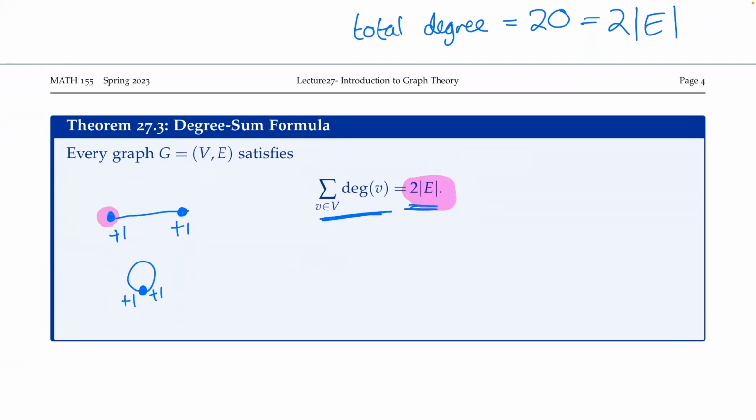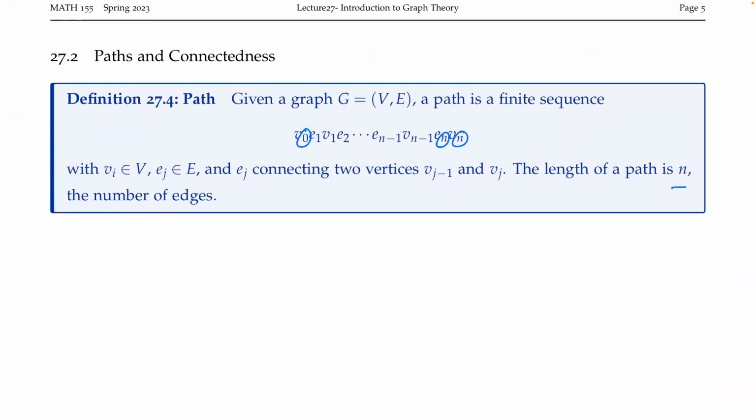Well, if we have an edge, it must connect either to the same vertex or two different vertices. And so that edge is going to add 1 to each of those two vertices, or 2 to the same vertex in this case where we have a loop. So that's why that holds.